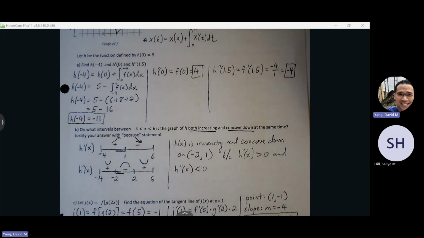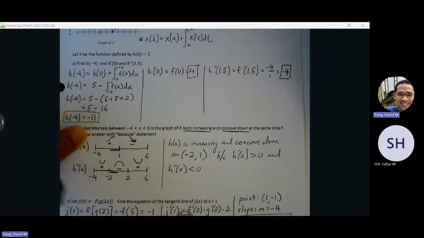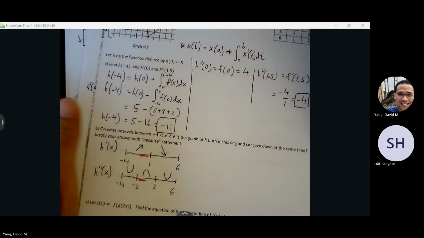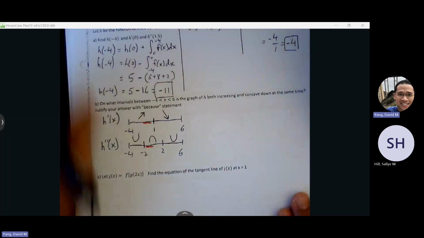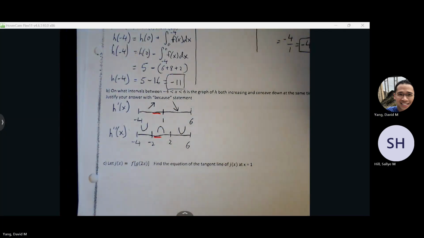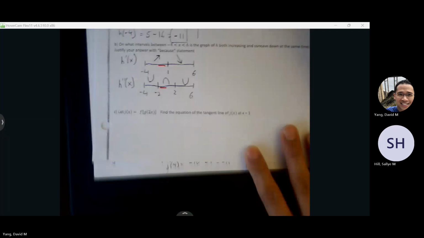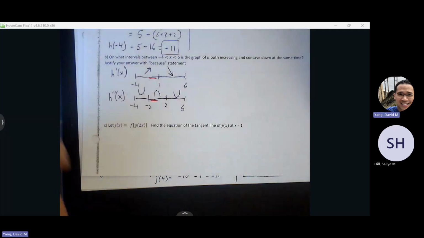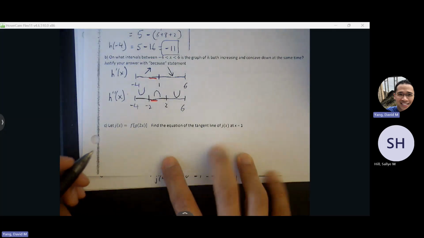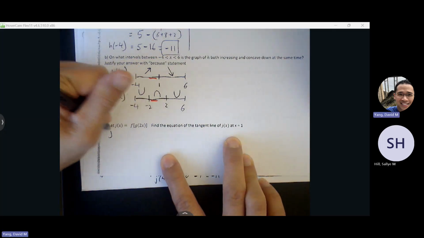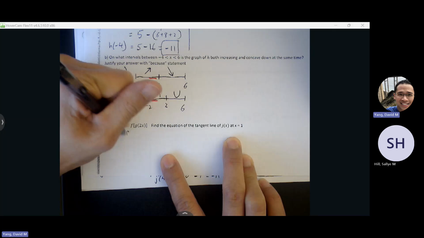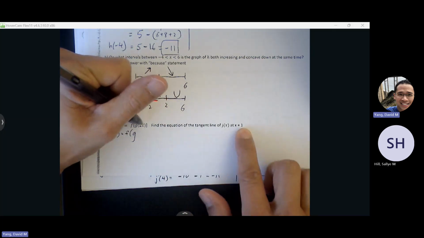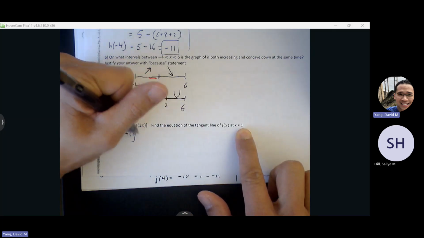Okay, part C. Let J of x equal f of g of 2x. Find the tangent line equation to J of x at x equals 1. So we need to find an ordered pair and find the slope. Ordered pair first: J of 1 equals f of g of, if I plug 1 in for x, 2 times 1 is 2.